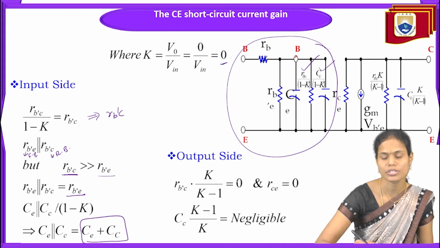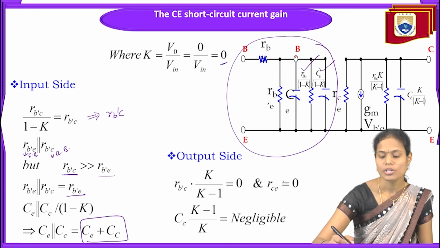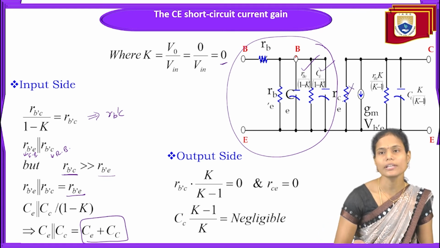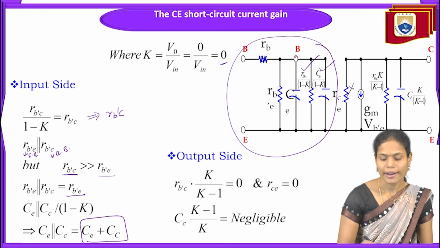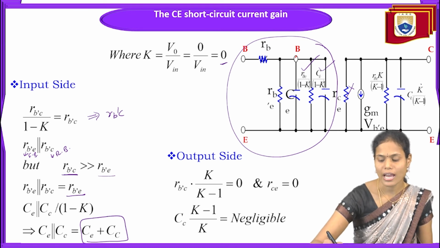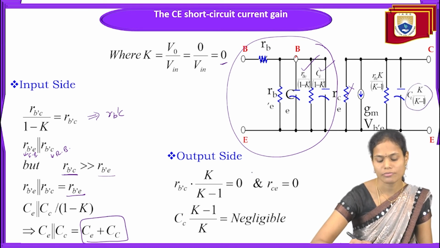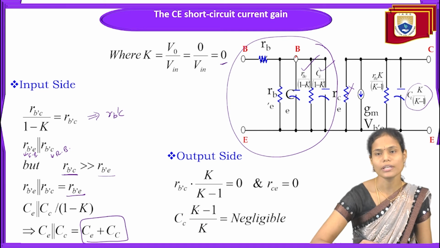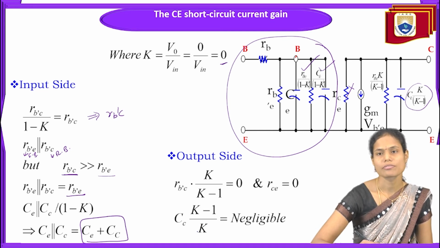This total value is 0, because K equal to 0. So this total RCE will be neglected here. And coming to the capacitance, we are having CC into K minus 1 by K. This can be neglected here, because the collector capacitor is a very small value.